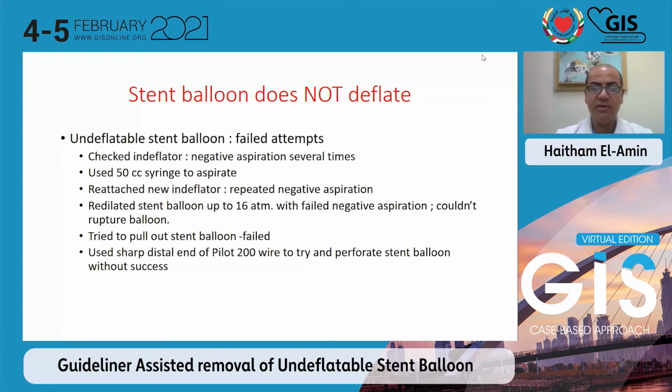That actually didn't work. We then post-dilated the stent up to 16 atmospheres, trying to rupture the balloon and then to be able to remove it, but we failed to actually do that. And then we tried to pull out the stent forcefully, and that also failed. Lastly, we tried to use the distal end of a Pilot 200 wire to try and perforate the stent balloon without success. So all these attempts failed.